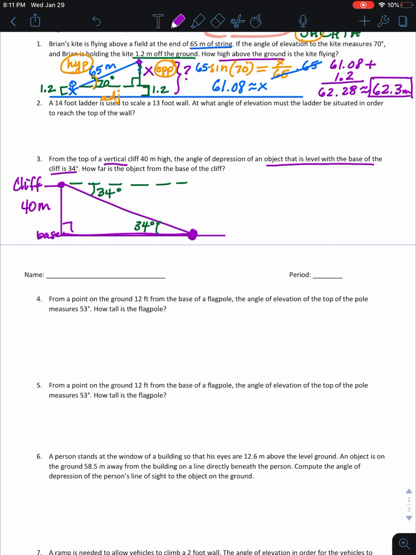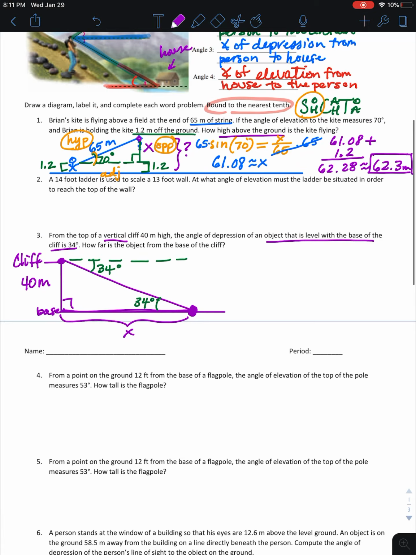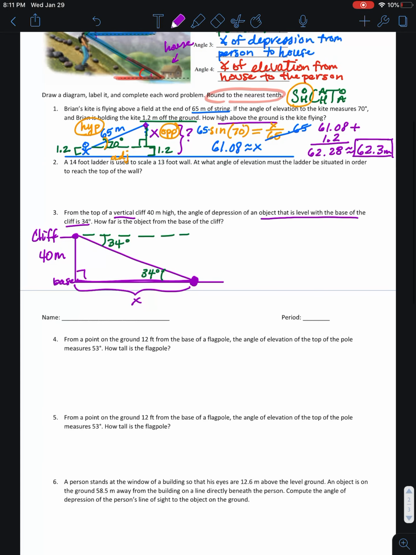Okay, so you want to make sure you put that one there. That's your right triangle. And then it's asking how far is the object from the base of the cliff. So it's really wanting this right here. So I'm going to call that X. Okay, so you can see what we have now. You should be able to set it up. I'll let you finish that problem. And then, yeah, that's pretty much it.